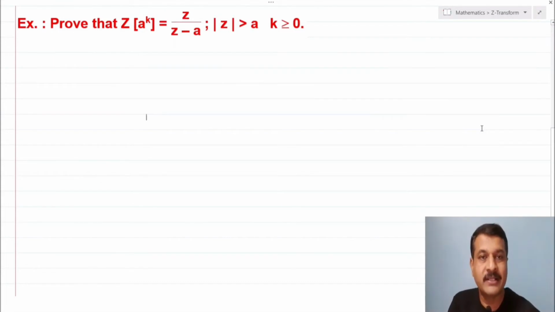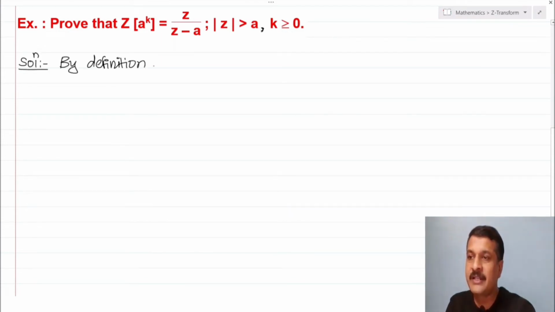So consider one example on the Z transform. Here it is a standard Z transform, that is, the Z transform of a raised to k equals z upon z minus a, where mod of z is greater than a and k is greater than or equal to 0. So let's see the solution for this.